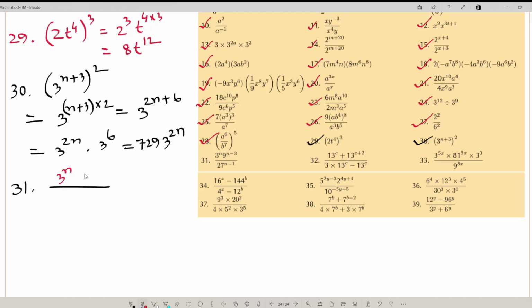3^n times 9^(n-3), then 27^(n-1). So look, here in the numerator is 9 and in the denominator 27. We have to prime factorize. So we can write like this, 3^n times 9, we can write what? 3 squared to the power (n-3). This 27 we can write as 3 cubed, right? Then to the power (n-1).